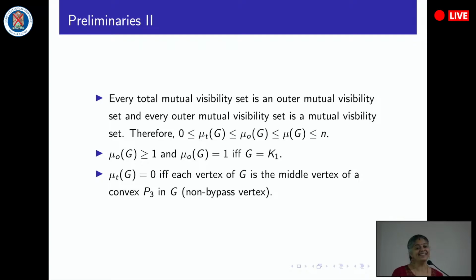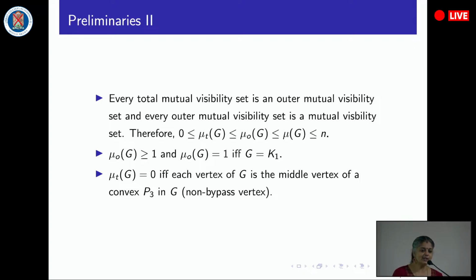And there is another notion called dual mutual visibility number. Dual mutual visibility states that every pair of vertices in S must be S visible, as well as every pair of vertices in S complement must be visible. There is no question of humans communicating with robots. Robots must be able to communicate with each other without a robot coming in between, and humans must be able to communicate with each other without a robot coming in between. So that is the notion of dual mutual visibility, which is denoted by mu D.